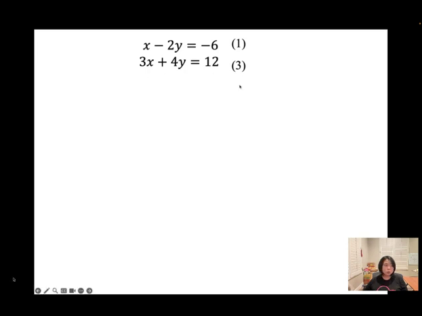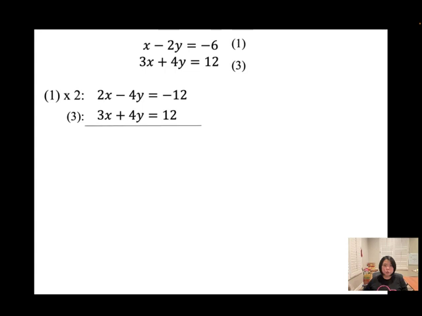So what we're going to do? We're going to use the first equation, multiply by 2. You're going to times 2 for the whole equation. So you're going to get 2x minus 4y equal to negative 12. And then we still have equation 3 here. Now, we could add it up together. So you're going to get 5x equal to 0. So x equal to 0.